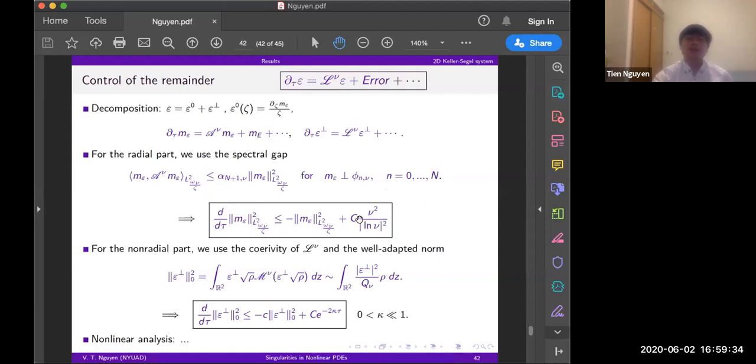Here, this is the general error coming from the approximate solution. And for the non-radial part, you see we have the coercivity, and it's very easy to obtain this formula, relying on the coercivity estimate I just showed you before. And of course, here we need to take care of the nonlinear analysis. But here, the two parts are crucial in our analysis, and then we can use some parabolic regularity to obtain the control in L infinity, and then we can close the nonlinear analysis. But I would not mention it here.